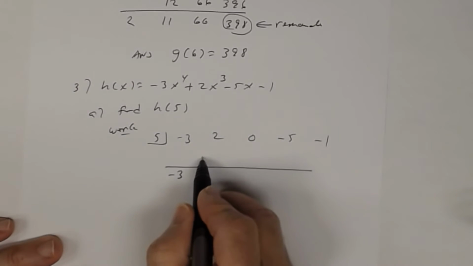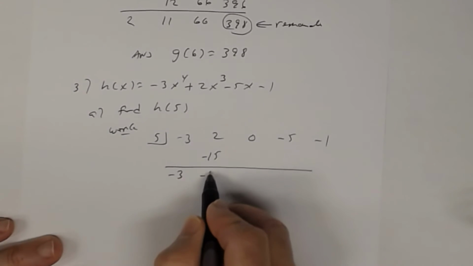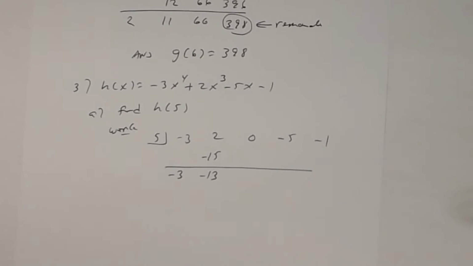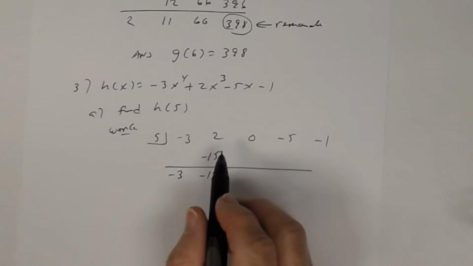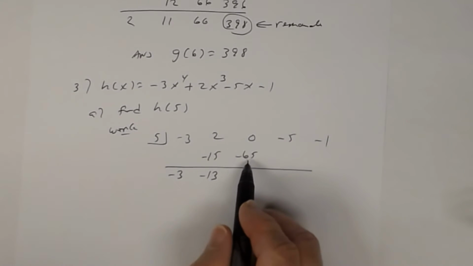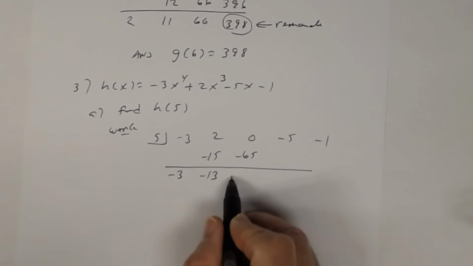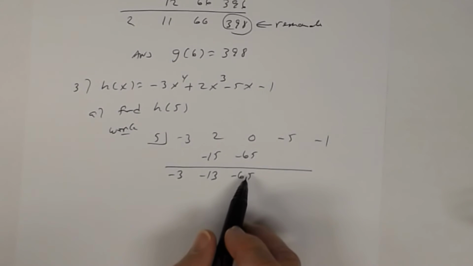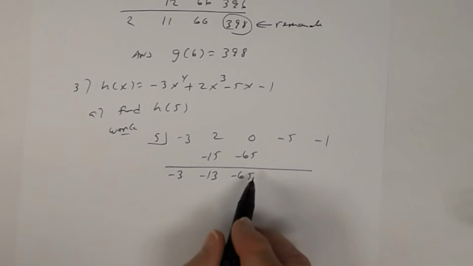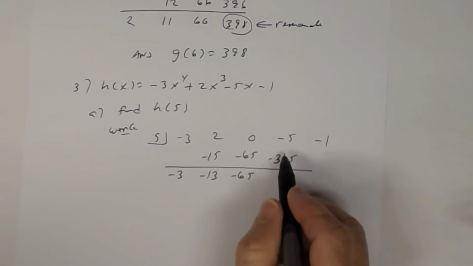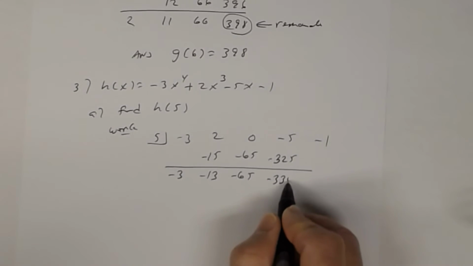5 times negative 3 is a negative 15. Add, you get negative 13. Multiply 5 times negative 13 is going to be negative 65. Use a calculator if you need to. 0 and negative 65 is a negative 65. 5 times a negative 65 is a negative 325. So that goes here. Add these up, negative 5 and negative 325 is a negative 330.